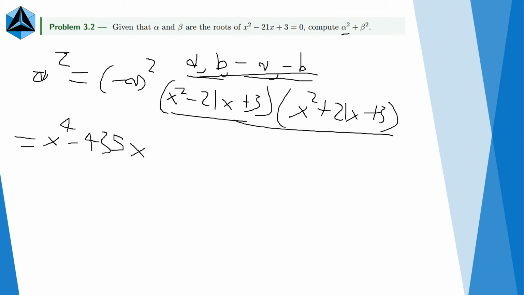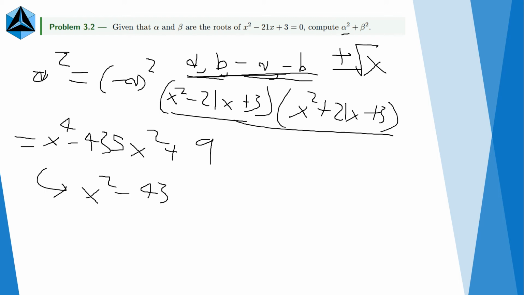435x squared plus 9. So now, what do we do with this? Since it has roots of alpha, beta, negative alpha, and negative beta, we can make the substitution of plus or minus square root of x. So this becomes just x squared minus 435x plus 9 is equal to 0.